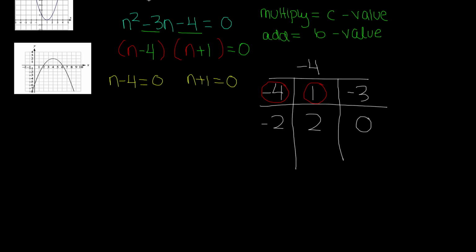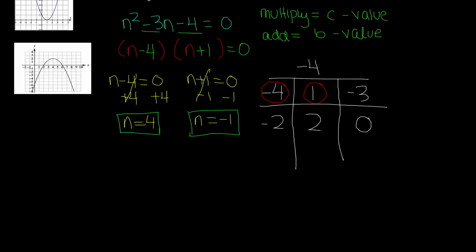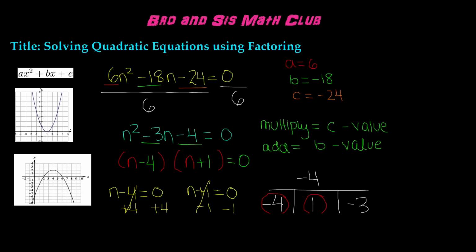In order to solve this, we just use inverse operations. So add 4 to eliminate the 4, and we're left with n is equal to 4, and then in this case we're going to subtract 1, and we get n is equal to negative 1. And so these are our solutions to this quadratic equation when you use factoring. So 4 and negative 1 are the solutions.